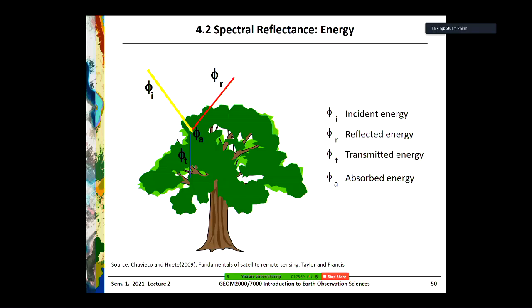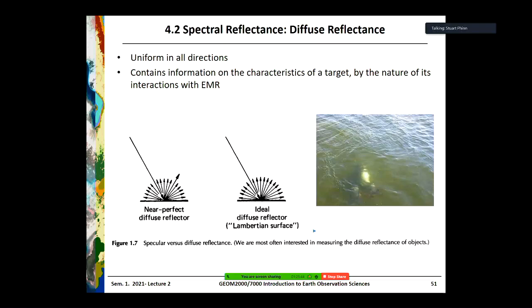Okay, there's different sorts of reflectance. There's useful and not useful reflectance or scattering as well. The useful type of reflectance is what we call diffuse reflectance. Okay, and diffuse reflectance contains those interactions, the absorptions, the transmissions, and also the reflection.